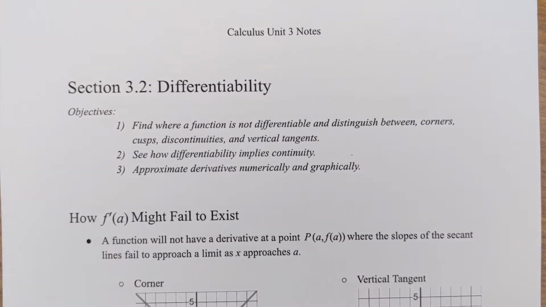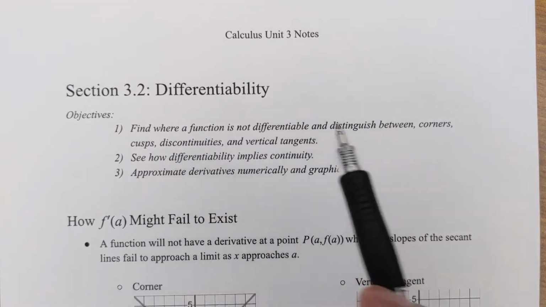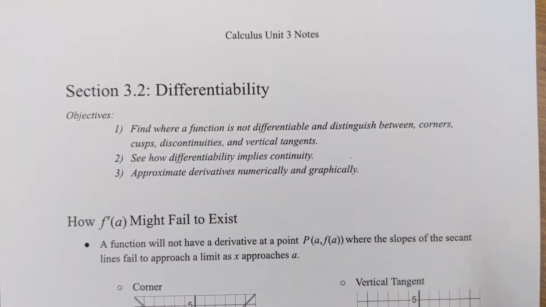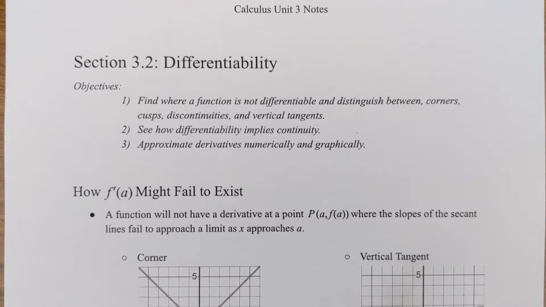Here we've got the notes for section 3.2, which deals with differentiability. So our objectives: find where a function is not differentiable, distinguish between corners, cusps, discontinuities, and vertical tangents, see how differentiability implies continuity, and then approximate derivatives numerically and graphically.